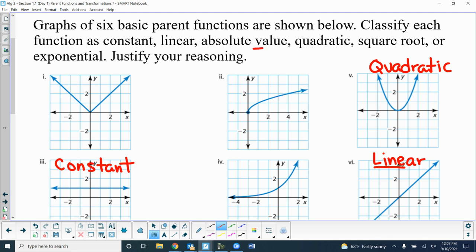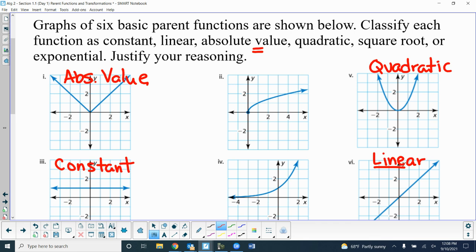Absolute value. Which one do you think that is? Look at this. Number 1. Yeah, the one that looks like a V is the absolute value. It's the V. Easy, right? And those are the 4 main ones we're going to talk about.